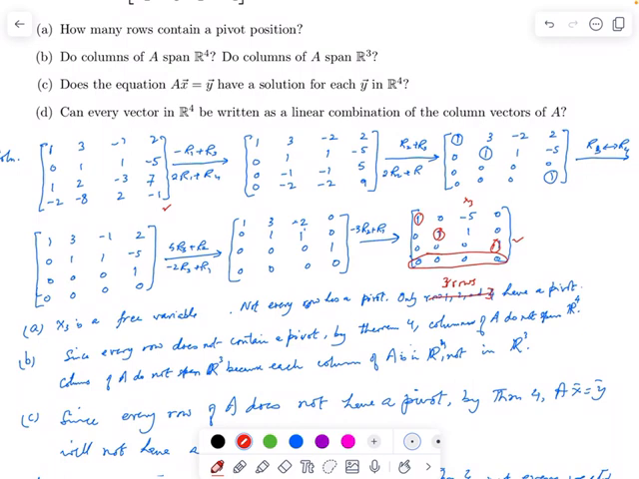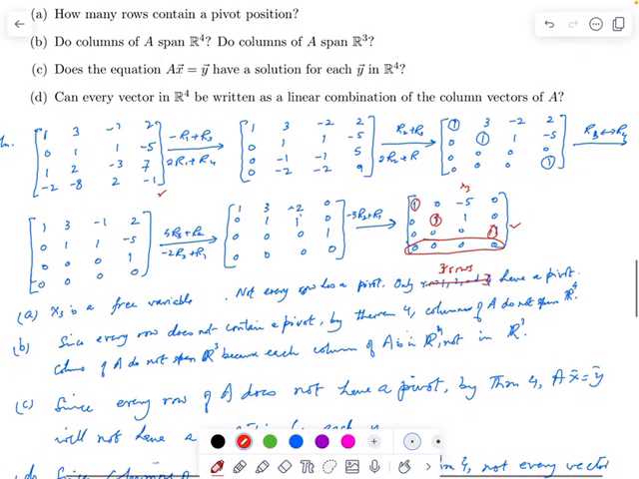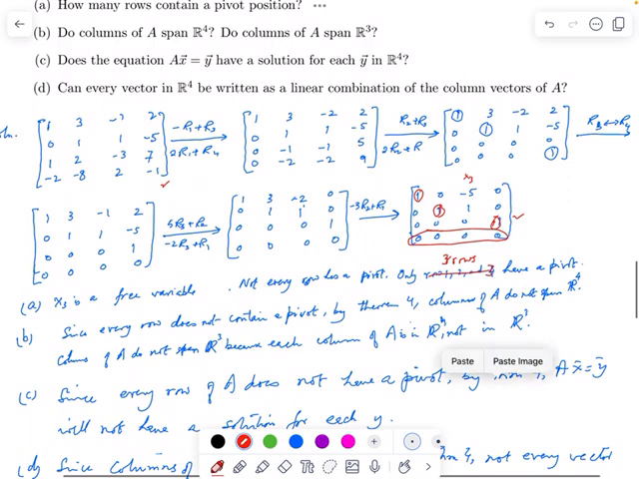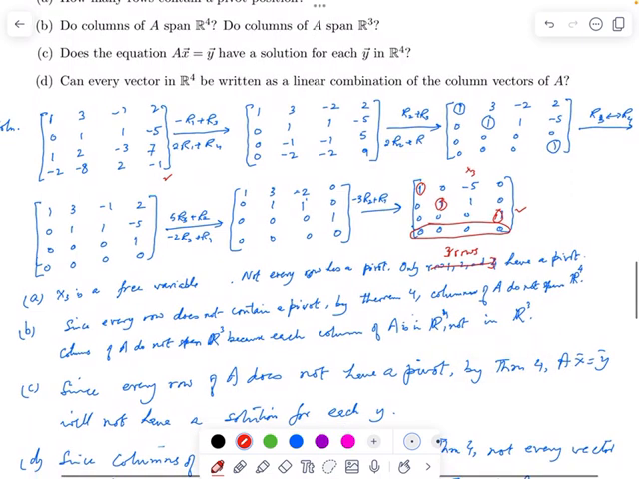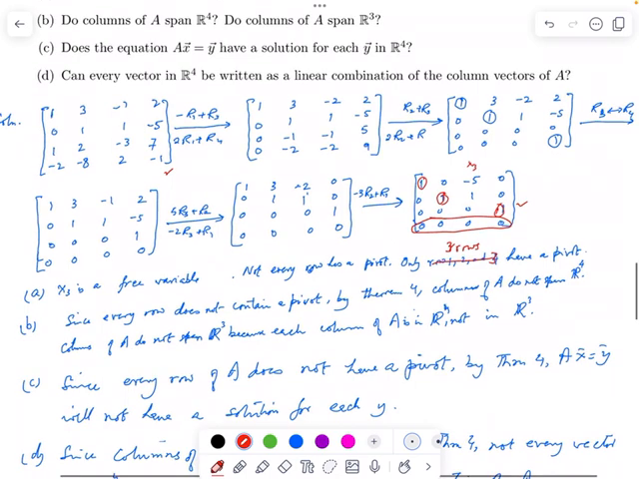Now we have 3 pivots, so it seems logical to question, can the columns span R3? The answer will be no, because the size of the columns is 4 by 1. So the columns belong to R4, so they cannot span R3. And part C is, does the equation Ax is equal to y have a solution for each y in R4?